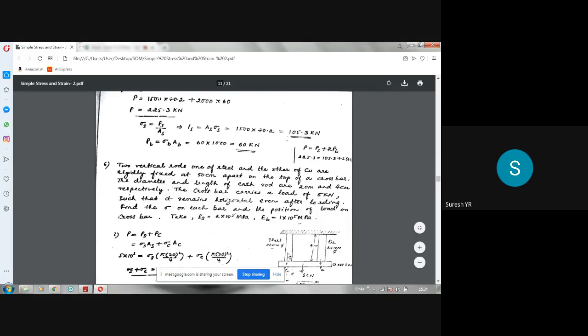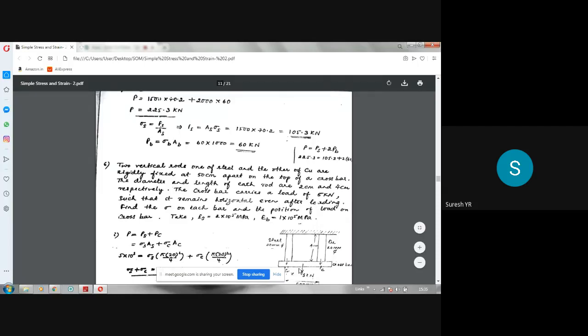500. The distance between the centers of these is 500, on the top of a crossbar. This is the crossbar. So it is hanging like this. The diameter and length of each rod are 2 centimeter and 4 centimeter respectively. So 2 centimeter diameter for both rods, that is 20 diameter. Length is 4 centimeter, that is 40 length of both the bars. The crossbar carries a load of 5 kilonewton, such that it remains horizontal even after loading.